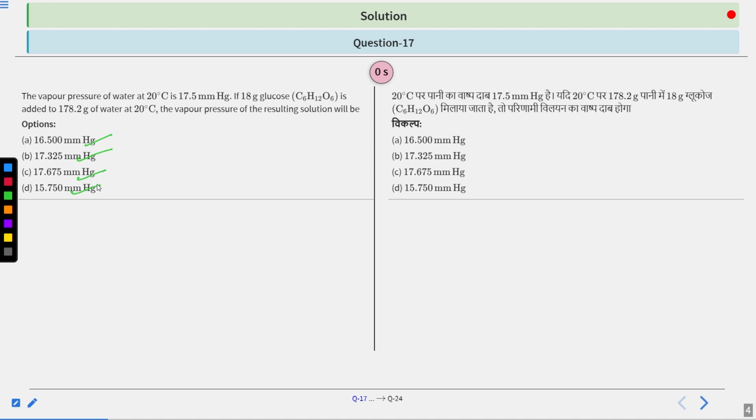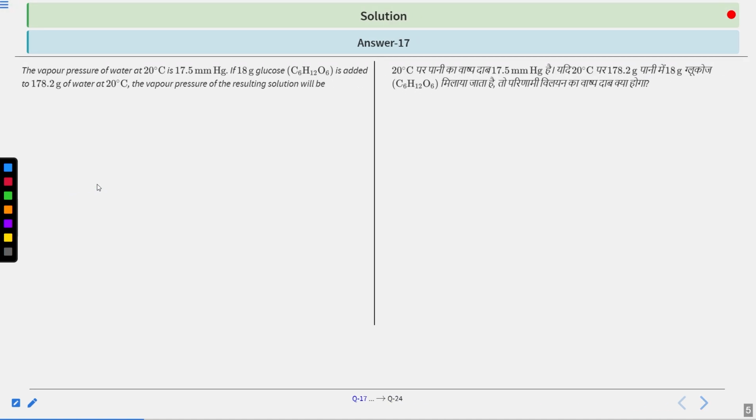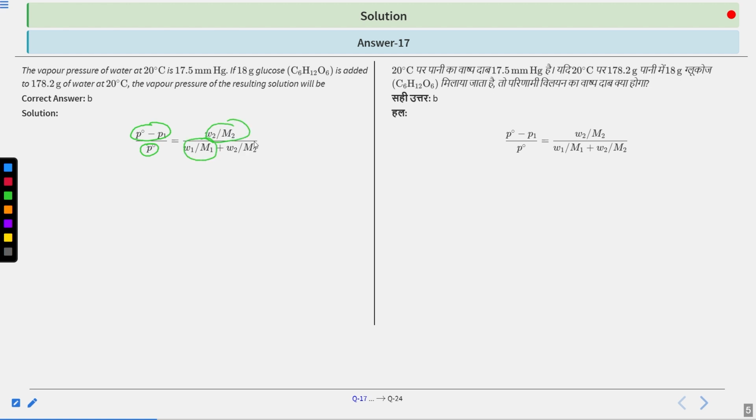Let us see the correct answer. For those who have solved, the correct answer is B. How can we solve it? We know that the relative lowering of vapor pressure is written in this way. This is the lowering of vapor pressure in relation with the original vapor pressure. That will be given by the mole fraction of the solute, that is W2 by M2 divided by the total number of moles, W1 by M1 plus W2 by M2. That is N2 by N1 plus N2, where N2 is the number of moles of solute and N1 plus N2 is the total number of moles.